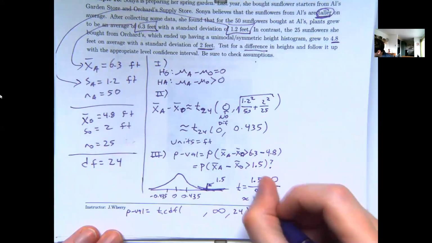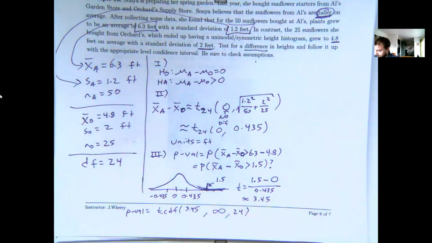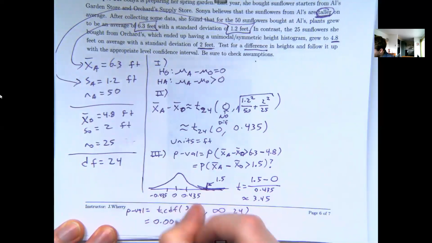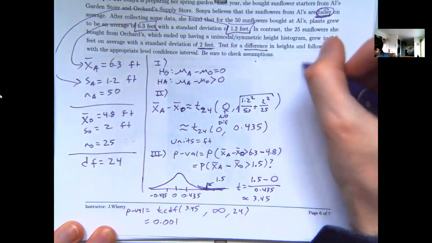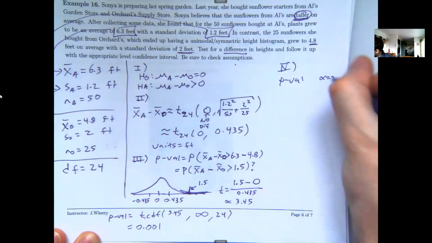This gives me something like 3.45 or so. When I do this tcdf of 3.45, comma, infinity, comma, 24, I get something like 0.001 or so. So as a final step, my p-value, let's use a neutral alpha level of 5%.